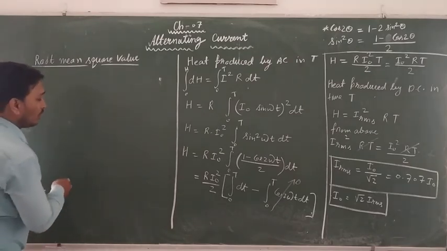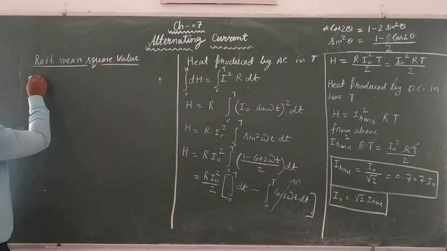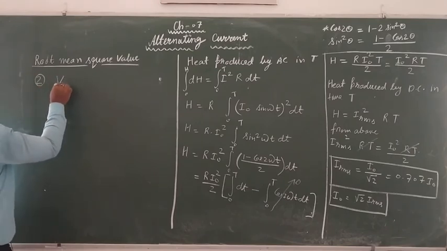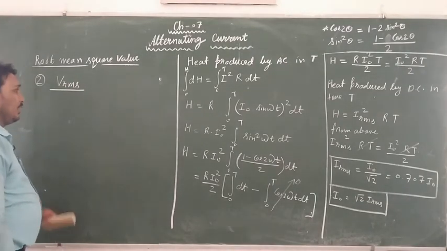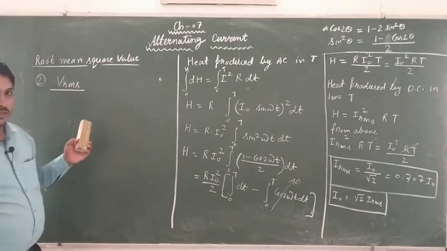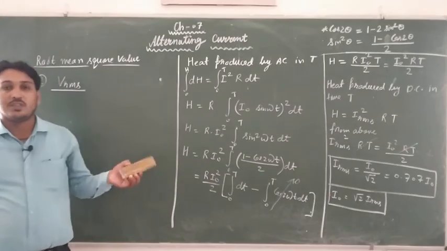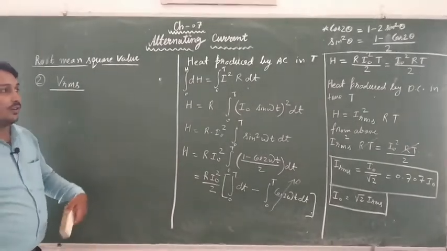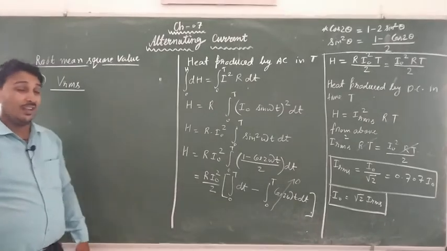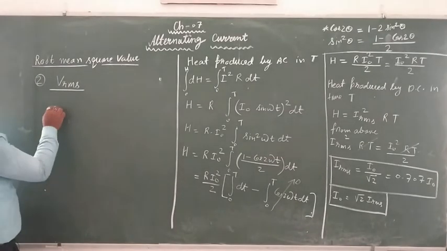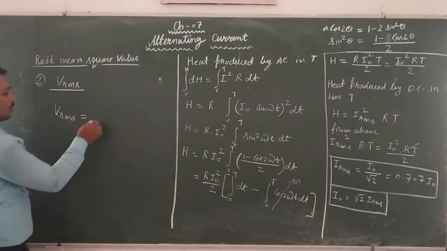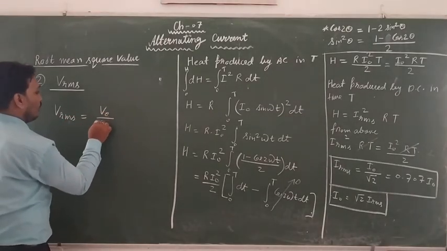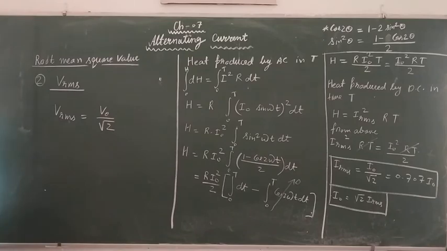We solve for VRMS also, root mean square voltage. The definition is like that only. It is that value of direct voltage which produces the same amount of heat as the alternating voltage is producing in the same time interval. And when we solve it, we are going to have VRMS is equal to V naught upon root 2.